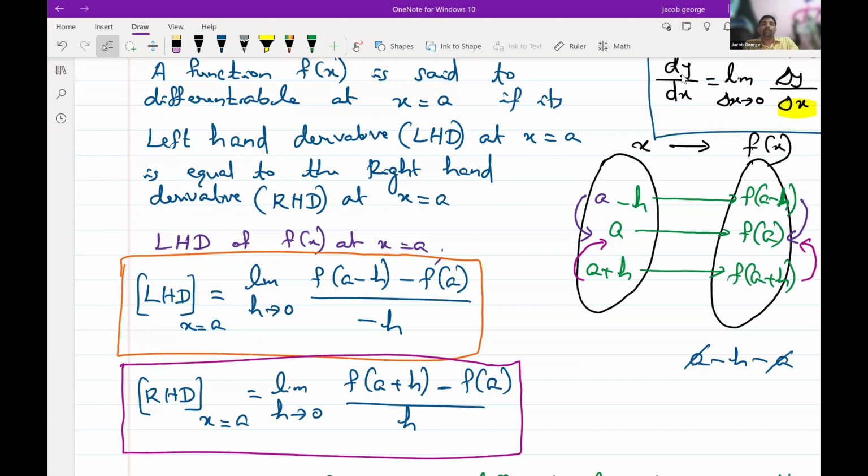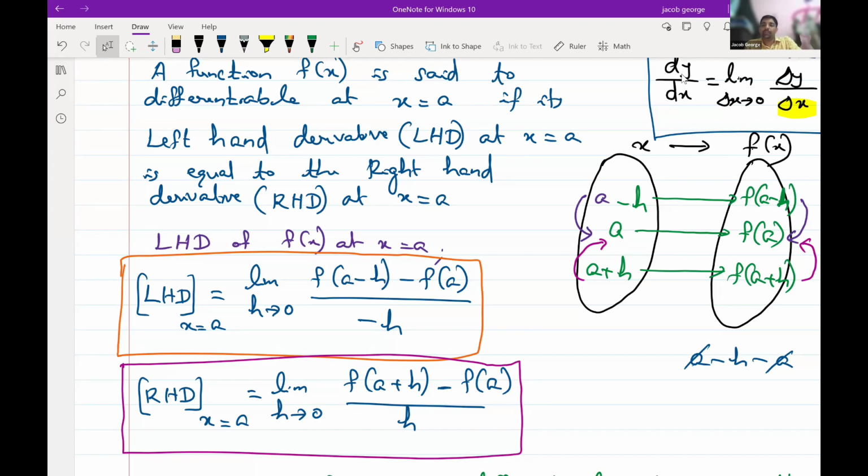Left-hand derivative must be equal to the right-hand derivative. Now, the left-hand derivative we calculate like this. You can see the arrow diagram. I have marked a, its image as f of a, and just before, a minus h, its image is f of a minus h. After that, a plus h, its image is f of a plus h. Left-hand derivative means from the left we subtract. Delta y by delta x is the formula for derivative.